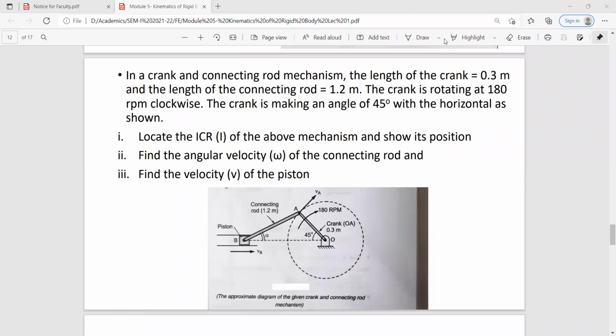Okay, so let us begin with the problem, which is based on the theory of the fifth module, that is ICR. Using the concept of ICR, instantaneous center of rotation, we are going to solve this particular problem. So I give you 5 minutes to note it down and initiate the solution. Then we will solve it together afterwards. Take 5 minutes to note it down.